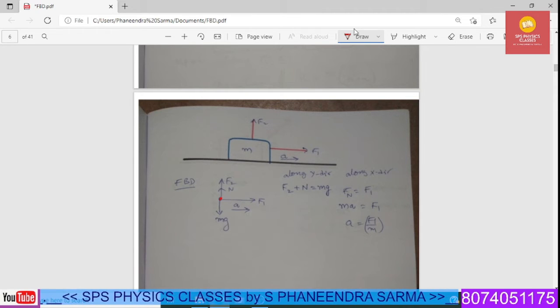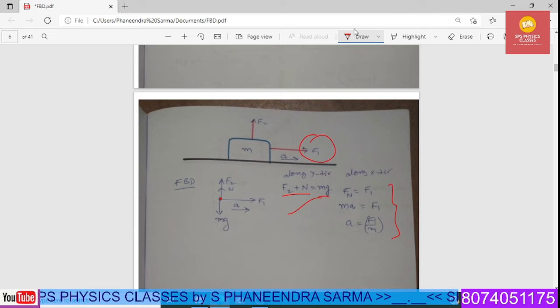The system is neither moving in the upward direction nor moving in the downward direction. Therefore, the system is in equilibrium along the y-axis. Therefore, the summation of upward forces must be equal to the downward forces. Along the x direction, the net driving force is only F1. So therefore, by Newton's second law, net force is nothing but ma, which is given like this.